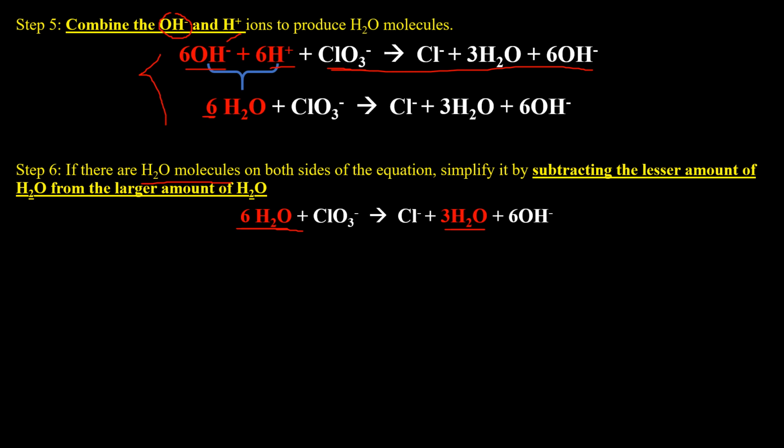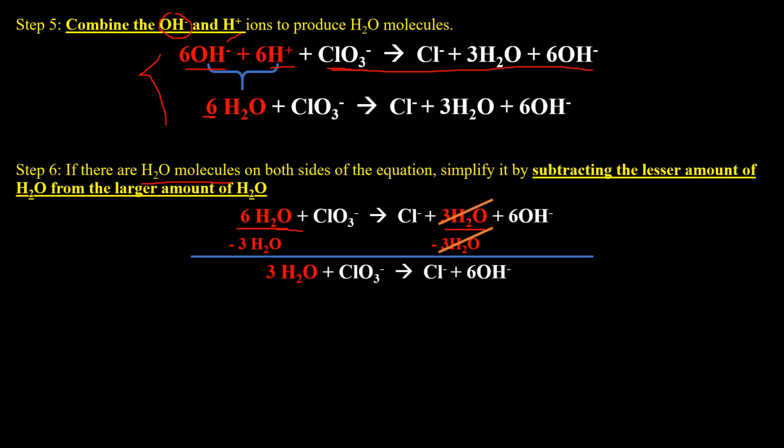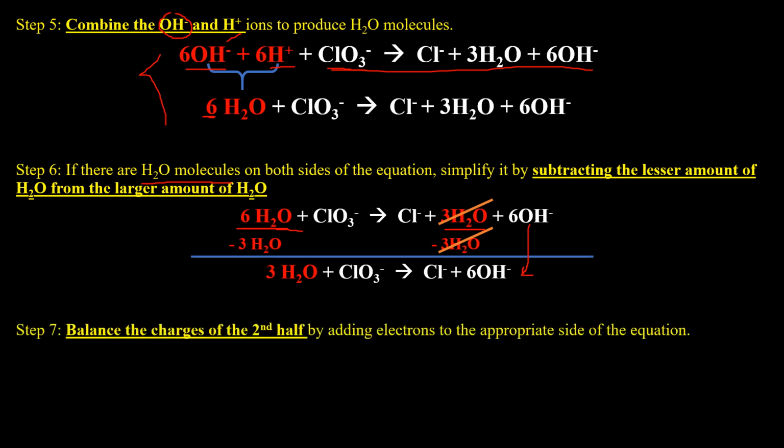So we need to subtract 3 water molecules from each side. So 6 minus 3 here will become 3H2O, because 6 minus 3 is 3, and then you bring down the other substances that are not affected. Of course, we simply cancel this and bring down the unaffected substances. So this is already simplified.